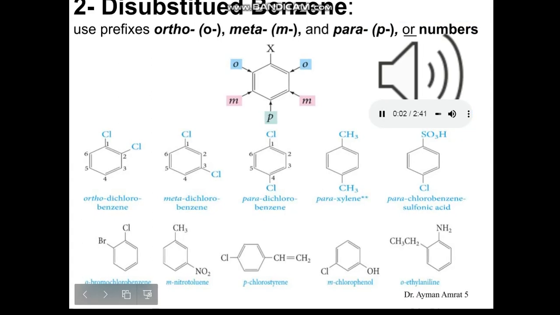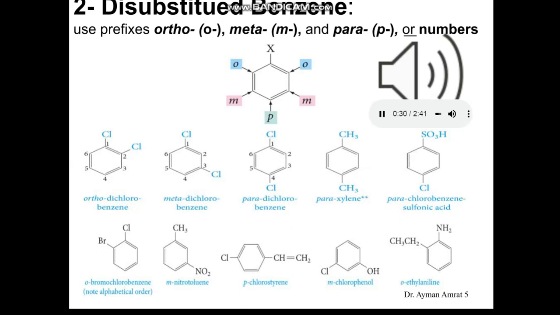Di-substituted benzene is benzene with 2 substituents. There are 3 possibilities: either the 2 substituents are on carbon 1 and carbon 2, this is called ortho, or 1,3 called meta, or 1,4 called para.